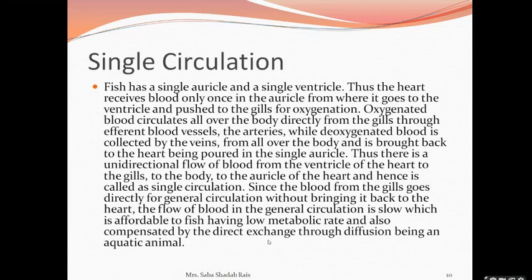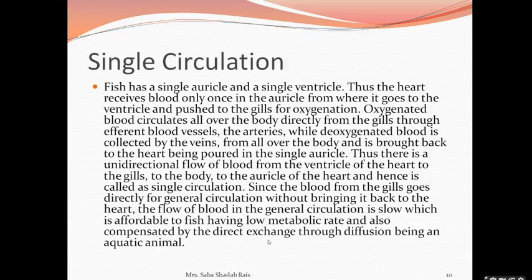Now this ventricle is actually the pushing pump. This ventricle will push the deoxygenated blood to the gills. Now in the gills oxygenation will occur. Now this oxygenated blood will circulate all over the body. From the gills only it will go to all body parts. The point to remember, from the gills to all body parts, the main blood vessel is called the afferent blood vessel. So from the gills, the blood will enter into the afferent blood vessel.